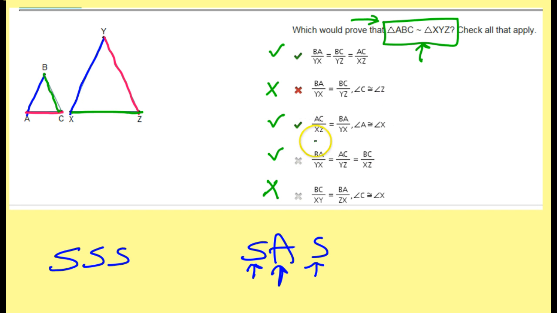All right, so that's the best I can do with that. I stand by my check mark, but if you see a question like this, I guess you're going to have to mark it wrong if it's not matching the order that they give you in the similarity statement.